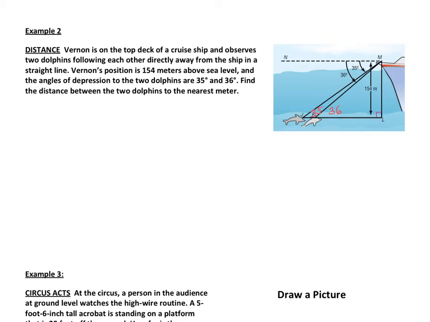All right, so we've got 2 different triangles here, and maybe it might make sense to just redraw them. We've got 35, and of course the height doesn't change at 154 meters, and we're going to look for this distance x. And then we have 36 degrees, and again 154, and let's just call this distance y. So we're looking for the distance between those 2 dolphins, so we're really looking for the difference between x and y. And SOH CAH TOA, always.